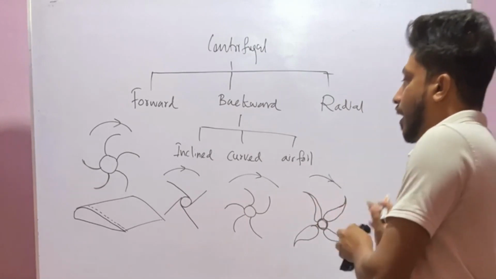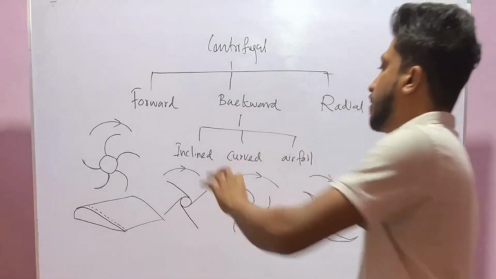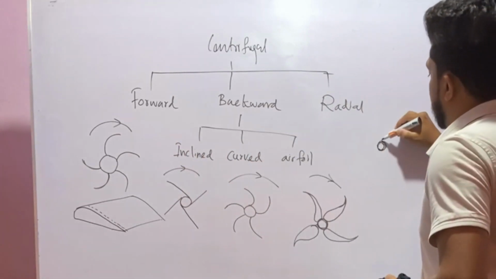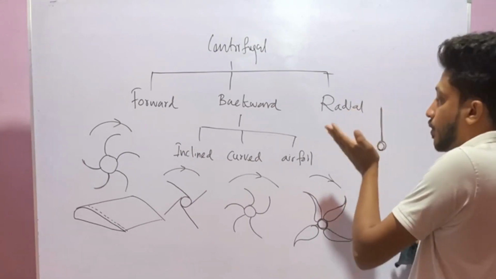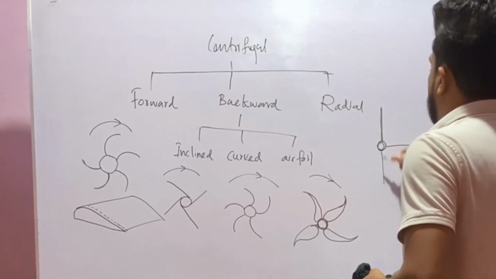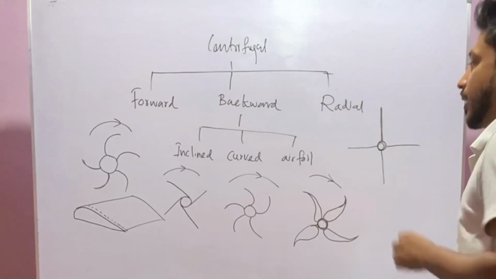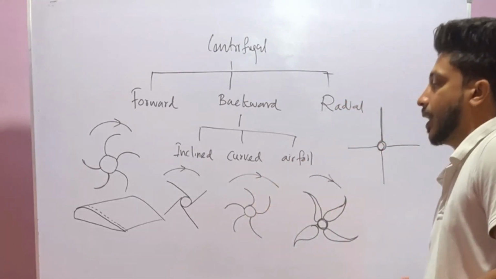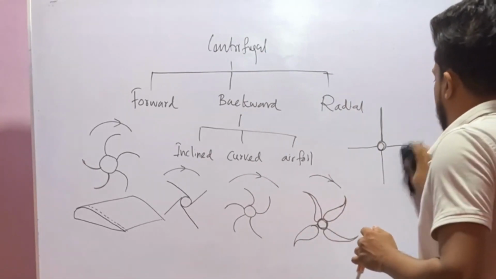So that is airfoil, that is backward curve, that is incline, this is forward. Radial is something like this. It does not have any curvature and they are not inclined to forward or backward. So they are called radial. So by looking at the shape of the fan impellers, we can tell a lot of things. Let's see how we can do that.